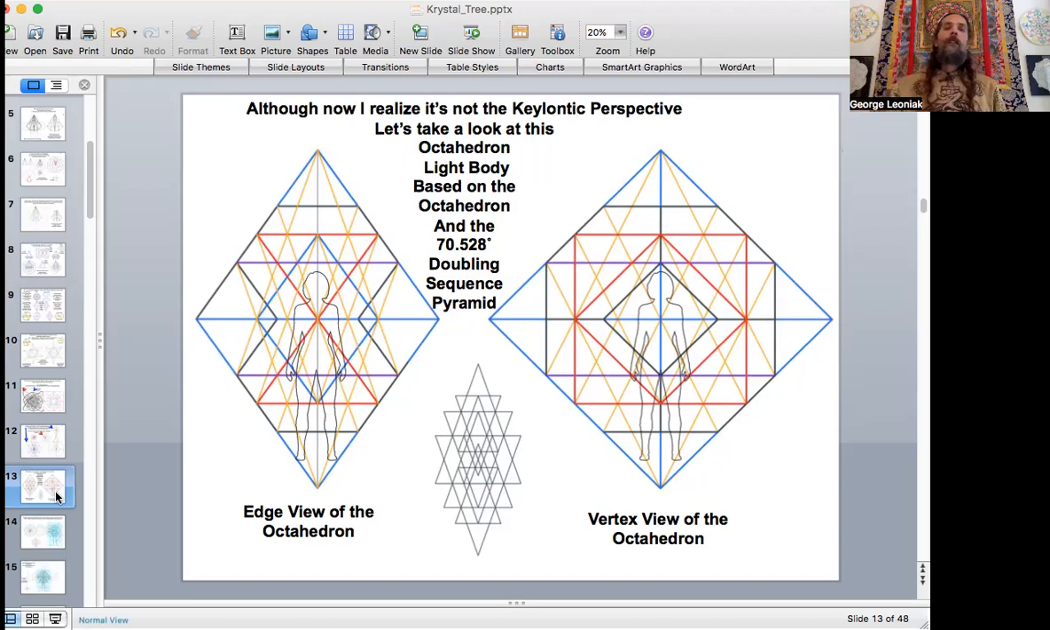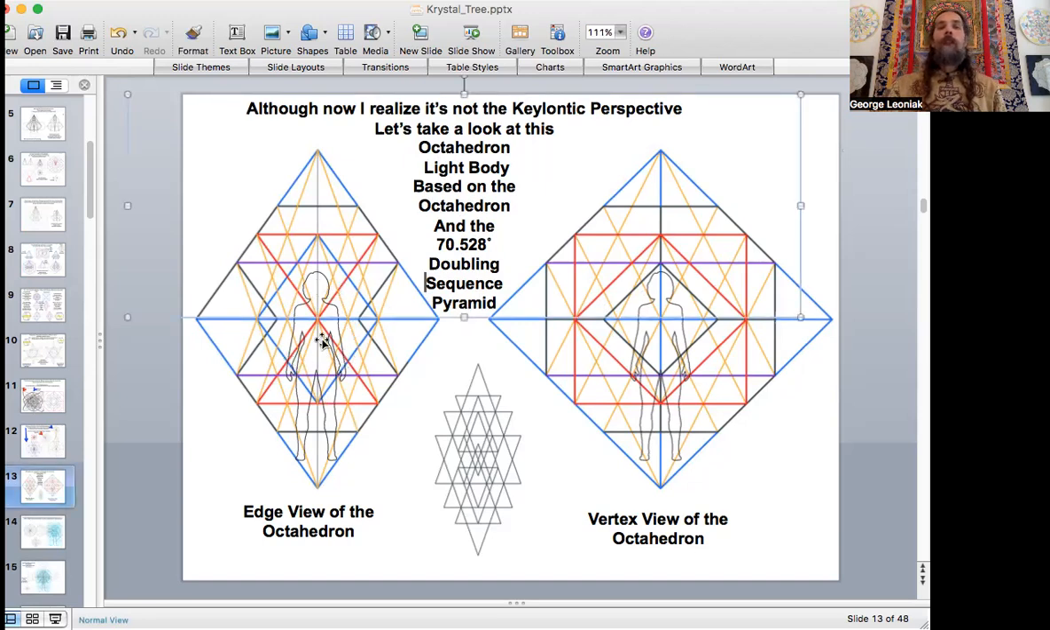But because I went down such a road with the octahedron-based light body, which is still accepted by many healers, let's look at it based on this symmetry. So let's take a look at the 75-8 doubling sequence pyramid in these structures and how it can be centered on the body. You'll see some imagery that has spirals associated with this container in the heart.